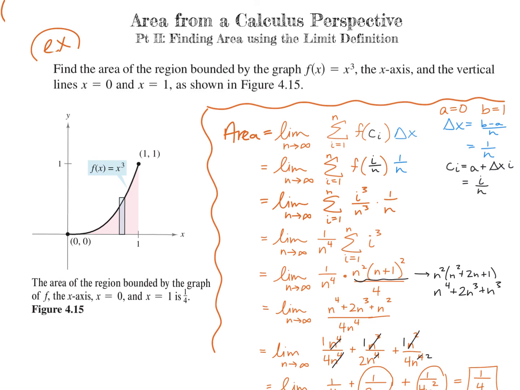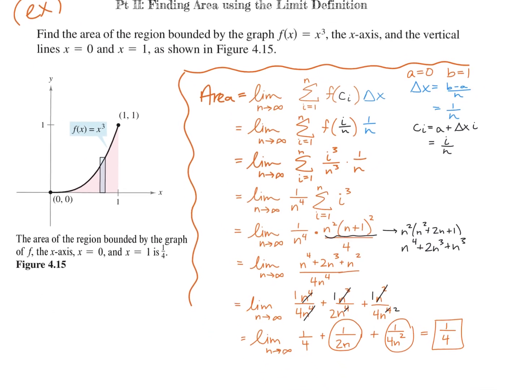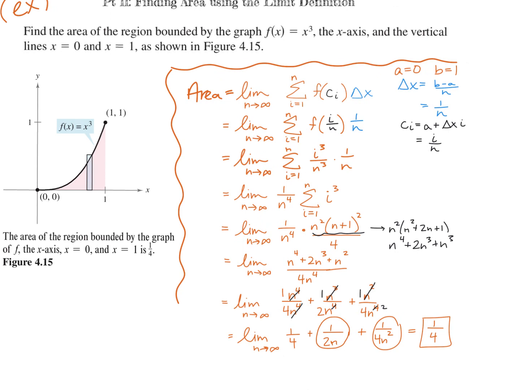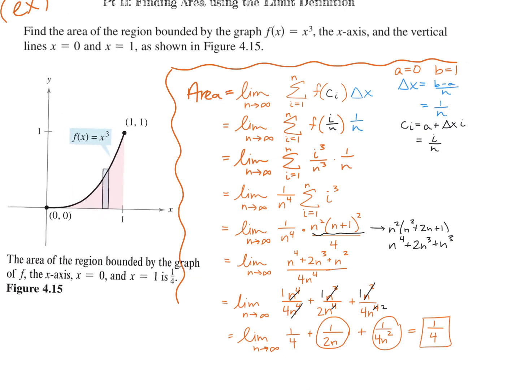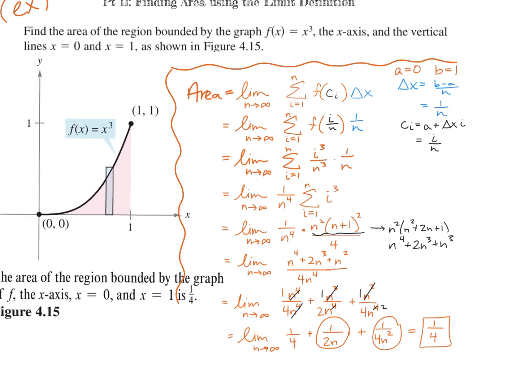So we were able to use the limit definition to find the area of our region, which is 0.25 or 1/4 square units. If we take a look at the actual area here, we can clearly see that if we made this square here, that would be 1 square unit. And then if we halved it, that'd be half of that. This is clearly less than even just half of a square unit. So 1/4 is an answer that makes sense graphically.